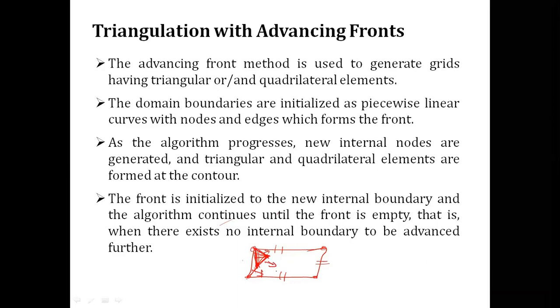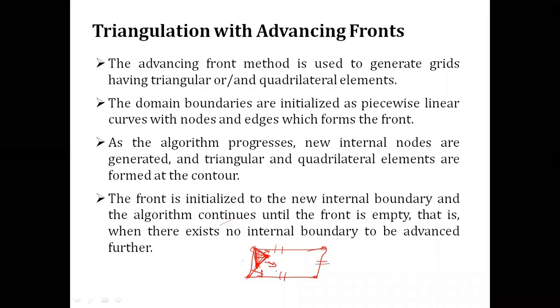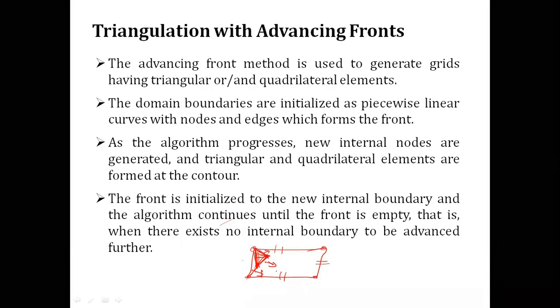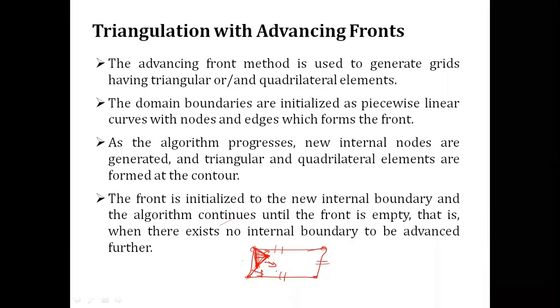So every time a new node is brought into picture, a new element is going to be created, and the front means the edge which is progressing forward. That front is now going to create a new internal boundary, and the algorithm will keep on continuing until there is no space for the front to continue, or the last of the spaces has also been defined.